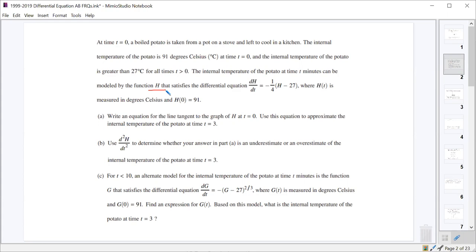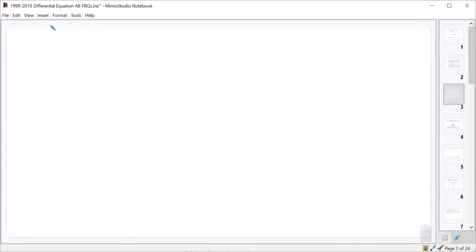What do we need to write the equation of a tangent line? We need a slope and we need a point. So first thing, we'll go with point. The point that we're going to use should be the point that is given to us in the problem. What point is given to us in the problem? The initial condition: when the time is 0, the temperature is 91. How do we find the slope?